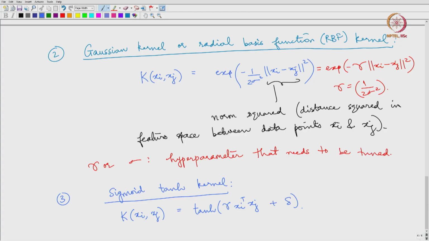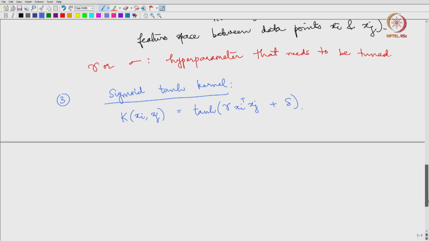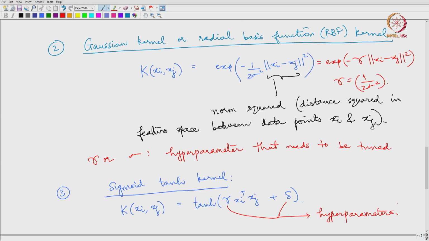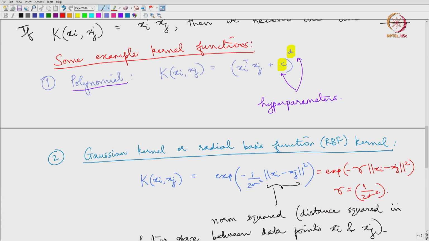And as was the case in the previous two cases, the Gaussian kernel as well as the polynomial kernel, this gamma and delta you would have recognized by now, these are hyperparameters and they need to be tuned, right.